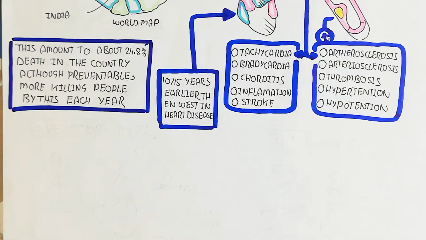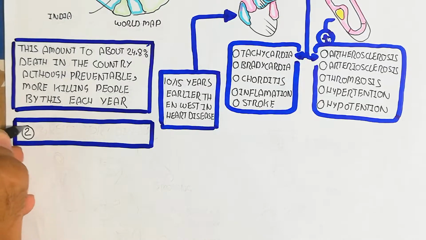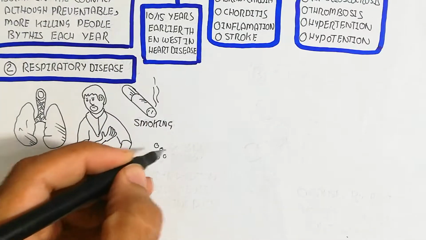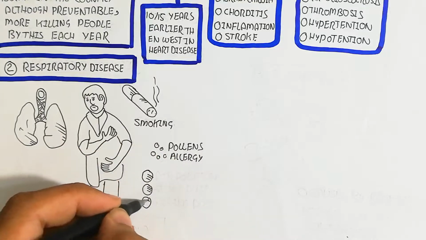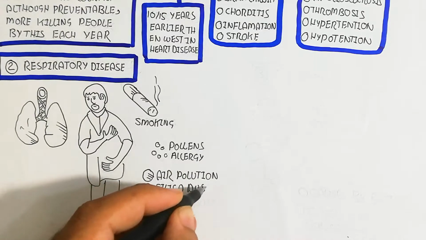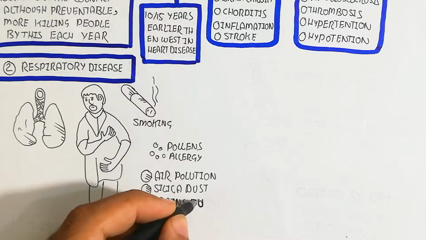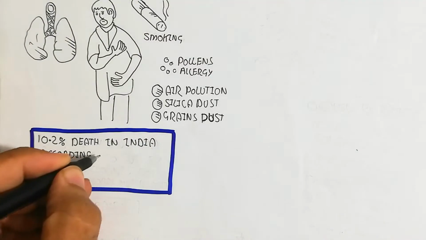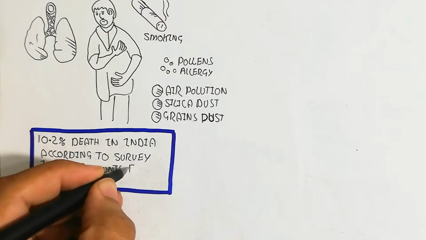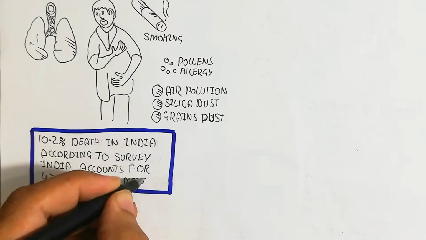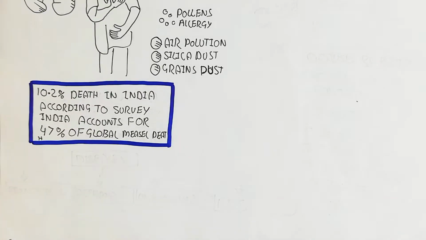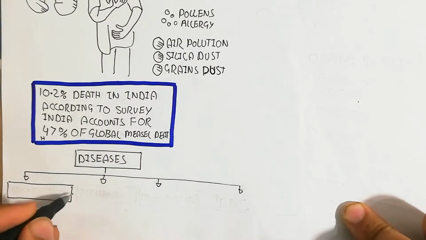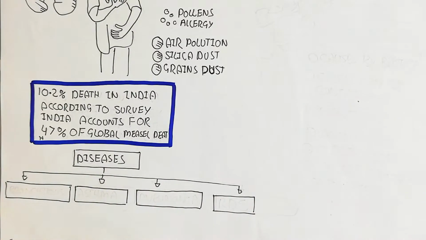On the other hand, the second one is respiratory disease. Why respiratory disease? Because of pollen allergy or other causes, and smoking is also a cause. India and Pakistan have more smoking, pollen allergy, and air pollution due to vehicles, silica dust and grain dust, and all of this leads to respiratory disease. According to a survey, 10.2% of deaths in India are from it, and India accounts for 47% of global measles deaths. Basically the types of diseases of the respiratory system are bronchitis, asthma, pneumonia, respiratory distress syndrome, and anaphylaxis.